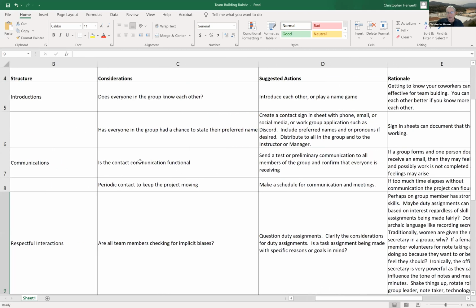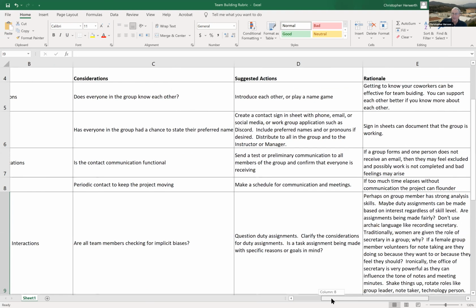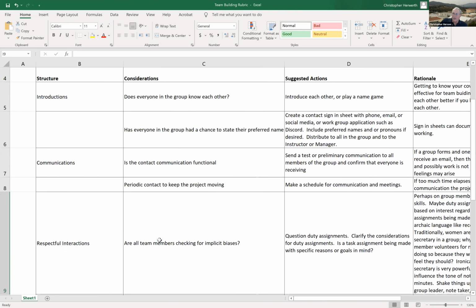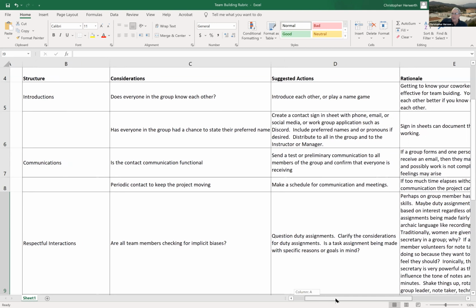Communications: is the contact communication functional? Do you have periodic communication amongst the group? If someone is left off the communication email list, did you confirm that everyone's on that email list? Then later on, respectful interactions. Are all team members thinking about implicit biases?